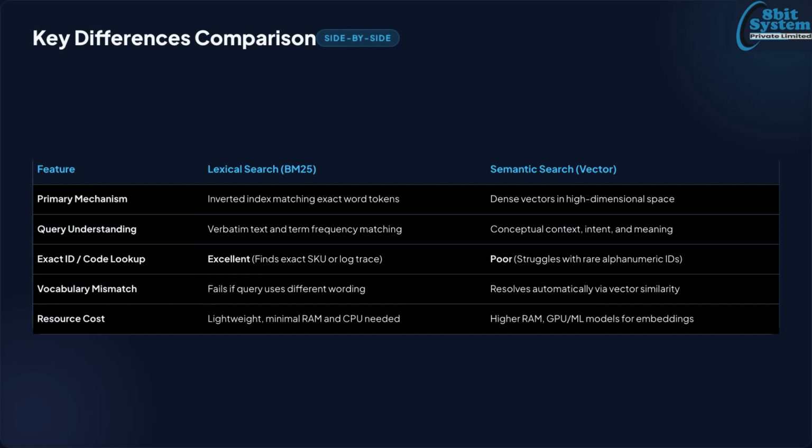And for the resource cost, lexical search is lightweight and requires minimal CPU and RAM. But here, semantic search needs more resources because it uses machine learning models to generate embeddings.